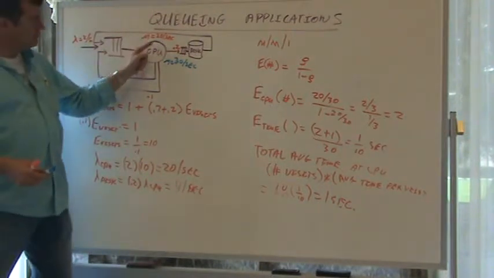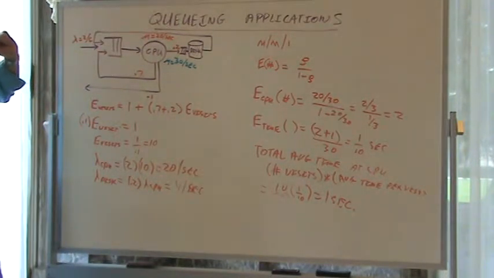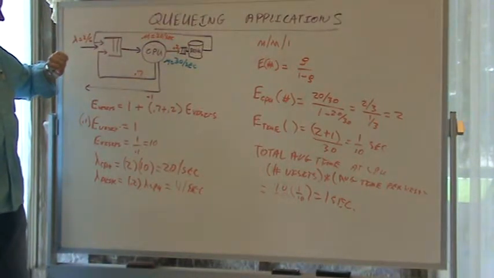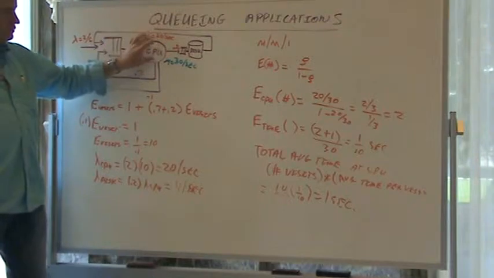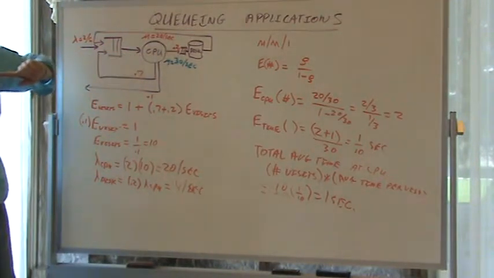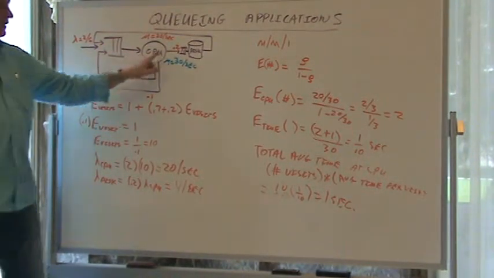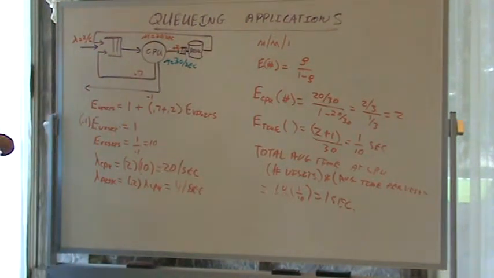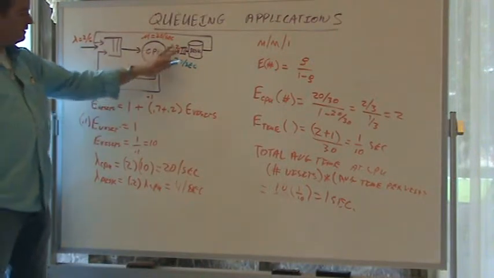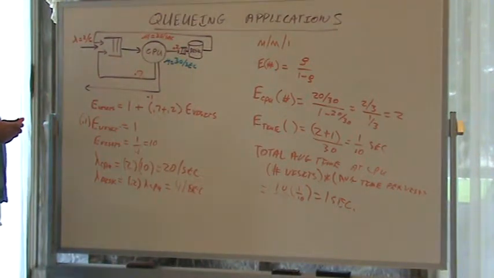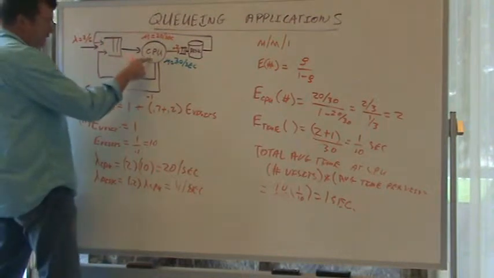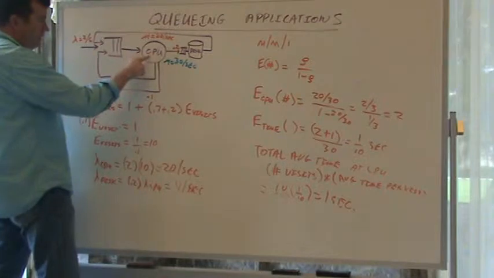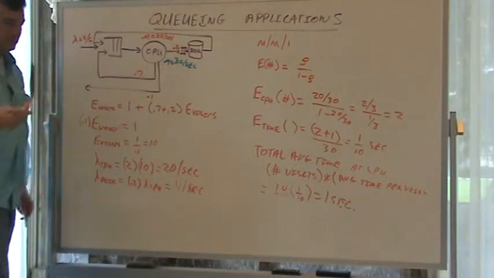Now, we do the same analysis on the disk drive. How many times do we go to the disk drive? We go to the disk drive 2 times, because for every visit to the CPU, 20% of those go to the disk drive. So we'll go into the disk drive 2 times. And how long will we spend there? Well, the rate into the disk drive is 20% of the rate into the CPU, and the rate into the CPU is 20.